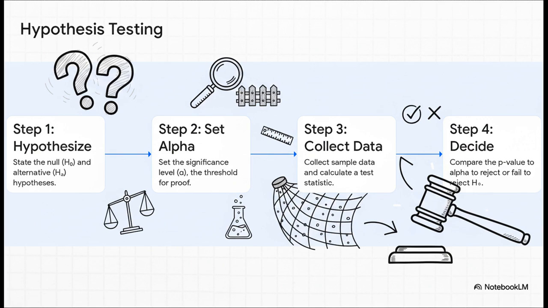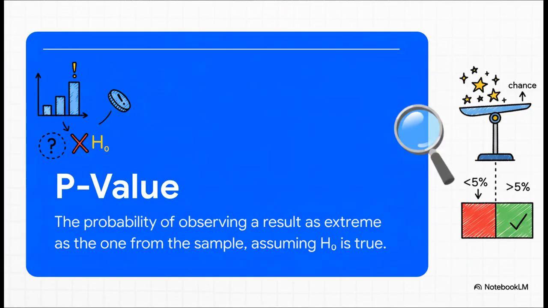And finally, step 4, you calculate something called a p-value to see if your evidence is strong enough to convict the null hypothesis. So, what on earth is a p-value? This is the crucial part. It is not the probability that your claim is true.